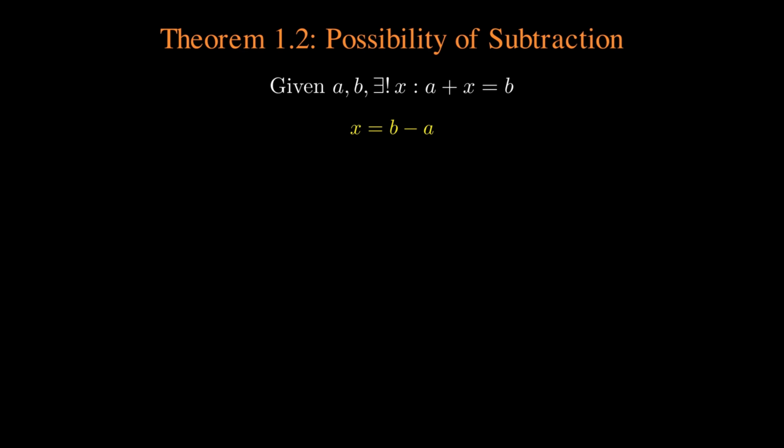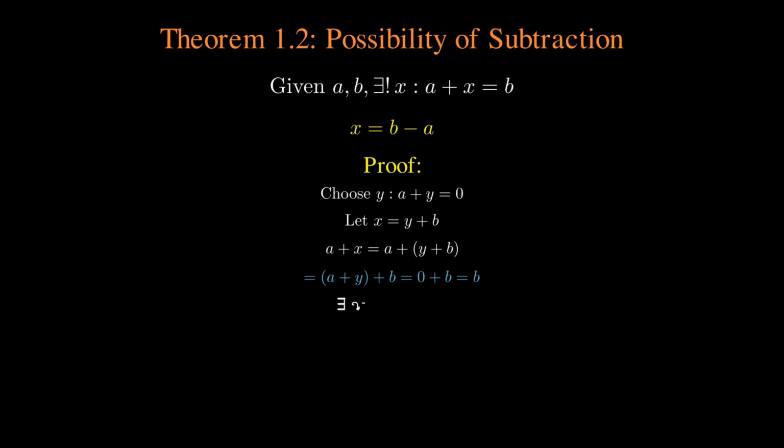Here's the proof. By axiom 5, there exists a number y such that a plus y equals 0. Now let x equal y plus b, then a plus x equals a plus the quantity y plus b. By the associative law, this equals the quantity a plus y, plus b. Since a plus y equals 0, this becomes 0 plus b, which equals b by axiom 4. Therefore, there is at least one x such that a plus x equals b.